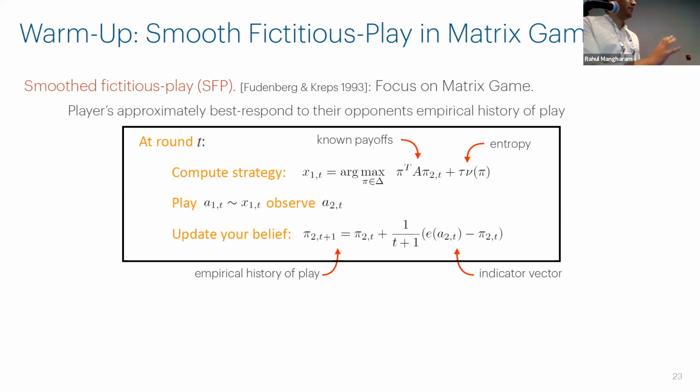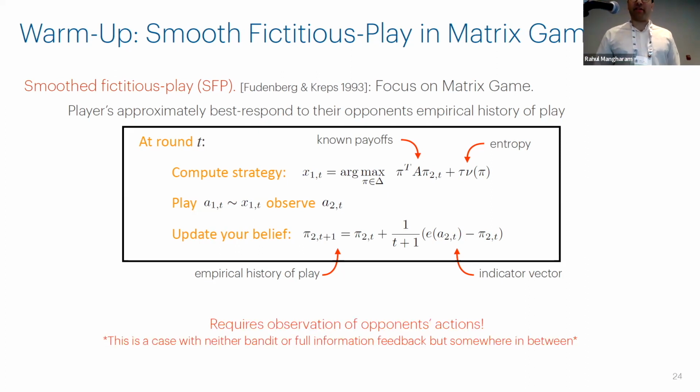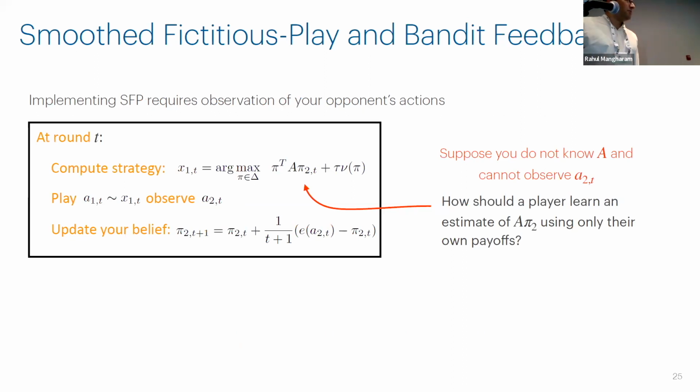Importantly, smooth fictitious play requires that you know your payoffs, which is not really realistic in multi-agent reinforcement learning. And it requires observation of your opponent's actions. So suppose that you don't know your payoffs, you don't know your reward matrix A, and you can't observe your opponent's actions. How should you learn an estimate of this term A pi 2 using only your own payoffs?